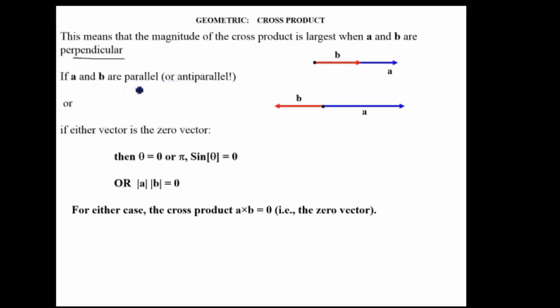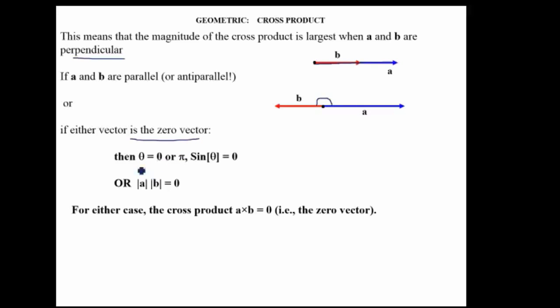If A and B are parallel or anti-parallel, so for example, if we have B and A going along here, and here we have B and A in the opposite direction, or if either of the vectors is the 0 vector, we'll get 0. In these cases, sine of theta equals 0, so you have theta equals 0 or theta equals pi. Then you'll get 0 for all these cases, and of course if you have a 0 length vector, that's going to give you 0.